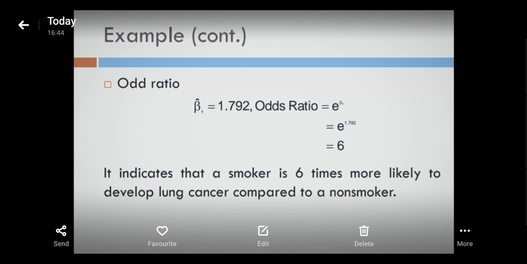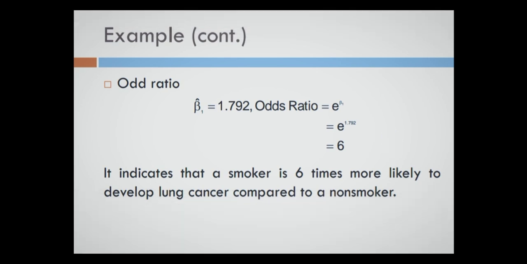Okay, so how to interpret this? Because X is a categorical variable, remember 1 for smoker, 0 for non-smoker. So it indicates that a smoker, which we coded 1, is 6 times more likely to develop lung cancer, which is our interest in the study, why we coded Y as 1, compared to a non-smoker. Okay, a smoker is 6 times more likely to develop lung cancer compared to a non-smoker.